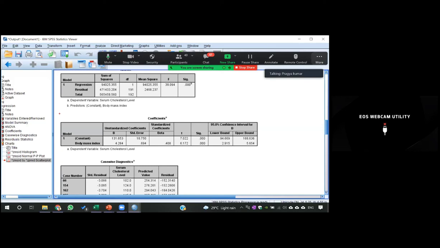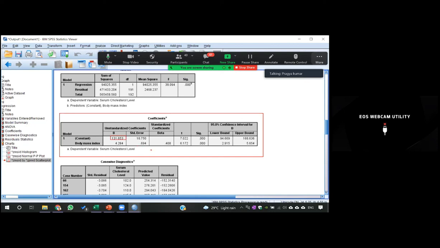This is the most important part of the simple linear regression we did. Based on this table, it tells you the equation, right? This gives you the coefficients and their 95% confidence interval. This 131 is the intercept, that is the constant, and this is the beta coefficient of BMI, and this is the significance value. So if you want to make an equation, what equation will you write? You will write that the value of cholesterol is equal to 131.65 plus 4.2 into BMI.